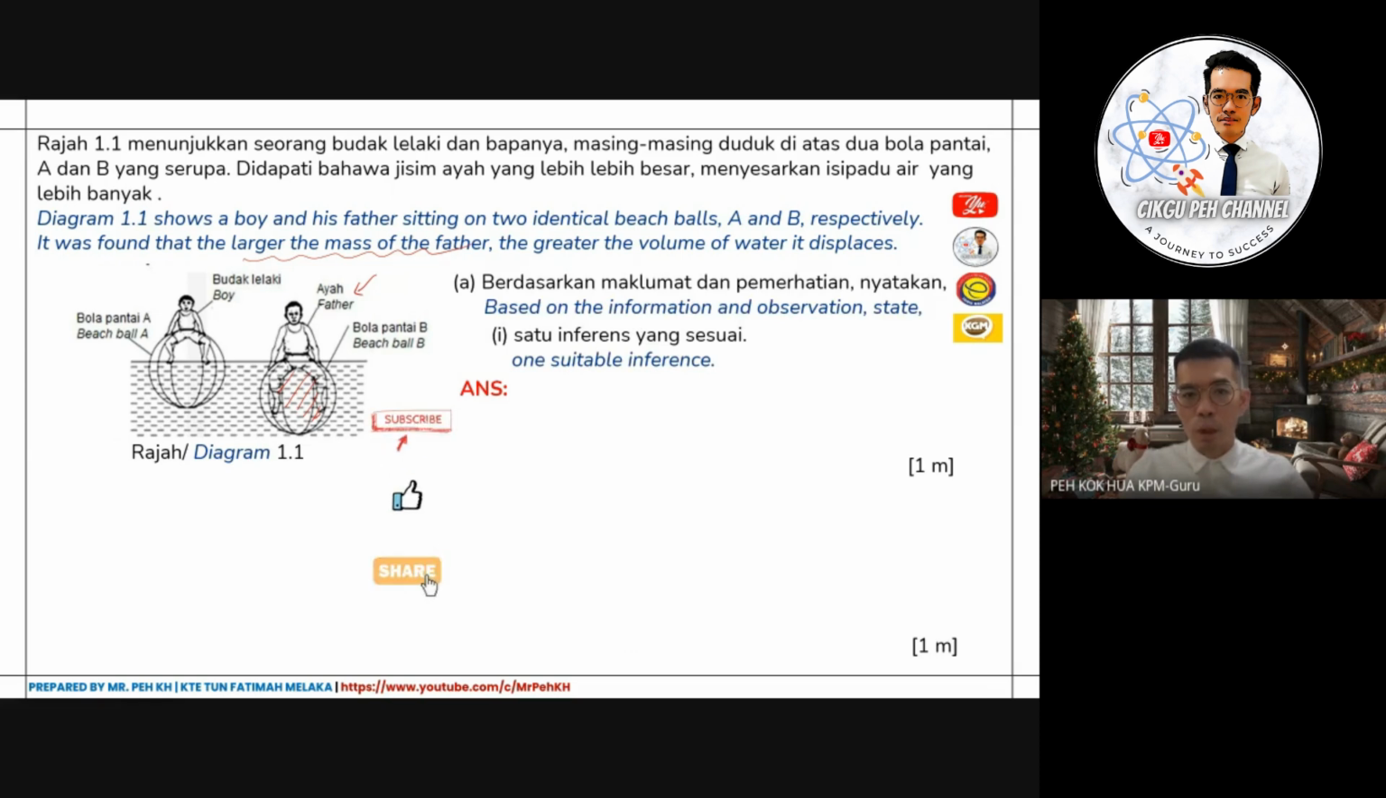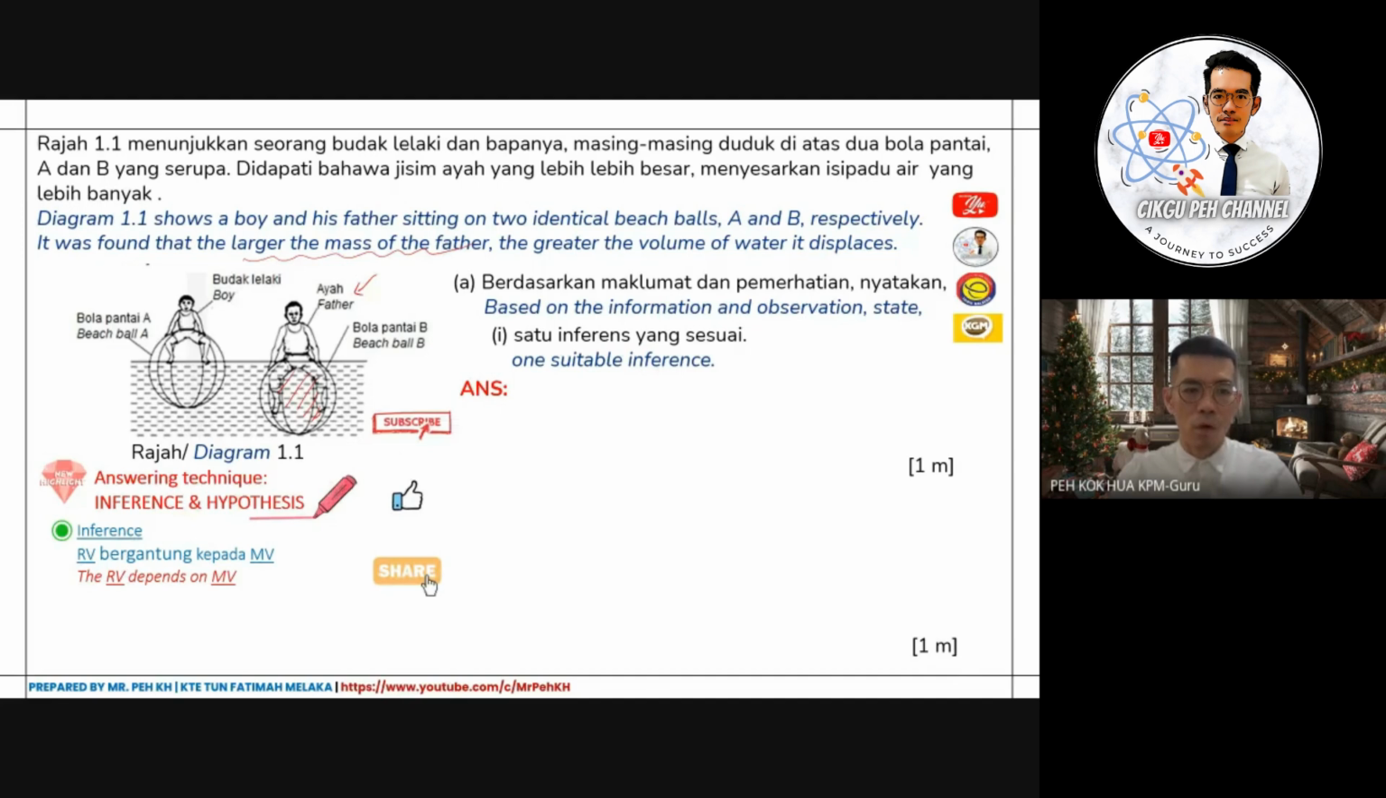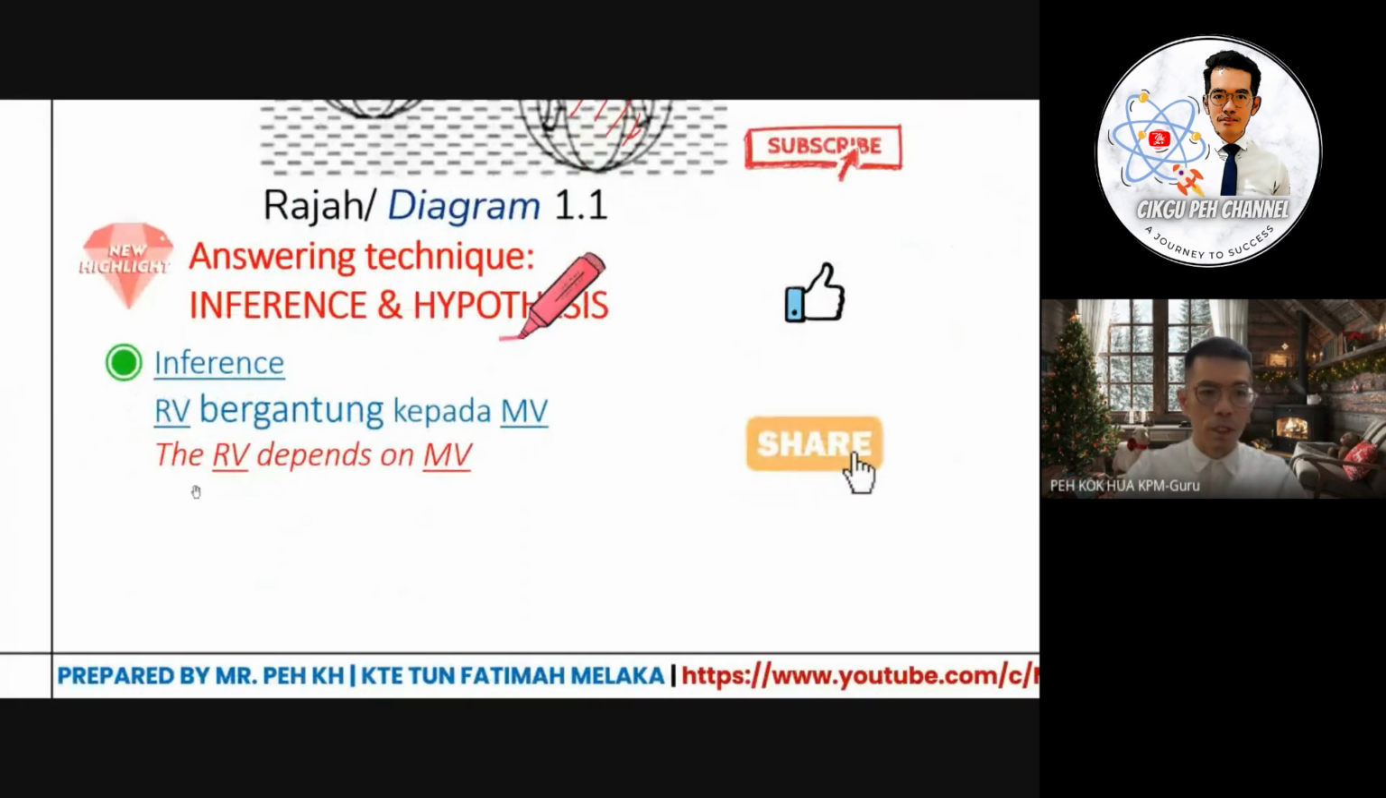Okay, so for question number 1, based on the information and observation, state one suitable inference. This is a normal question you are going to see in Paper 3. So how are we going to answer this inference question? Here are the answering technique tips for answering the inference. You can use this method to write your answer for an inference question.